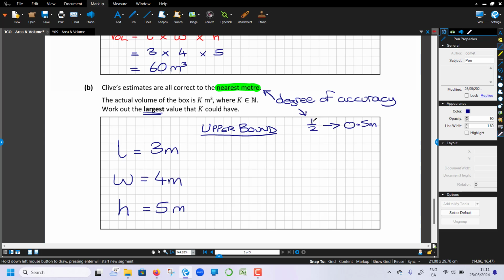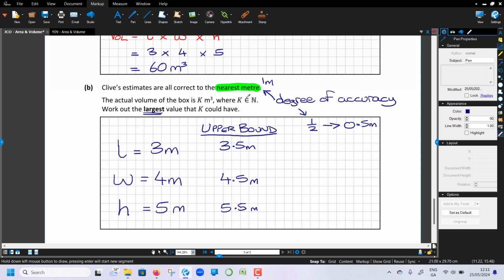Okay? So half of this gives us 0.5 because that's the nearest meter, which is 1 meter. And half of that is 0.5. So the upper bound of length is going to be 3.5 meters. The upper bound of width is 4.5. And the upper bound of the height is 5.5. So they are the maximum possible values that the length, the width, and the height could have.